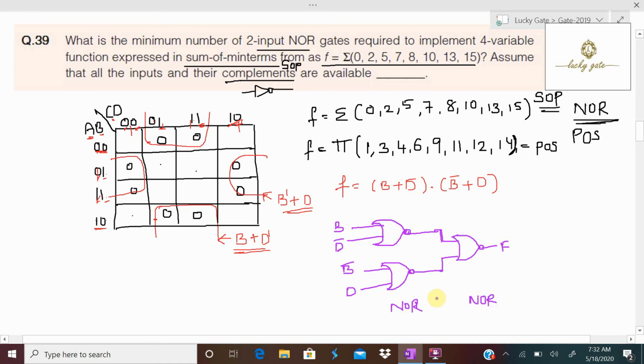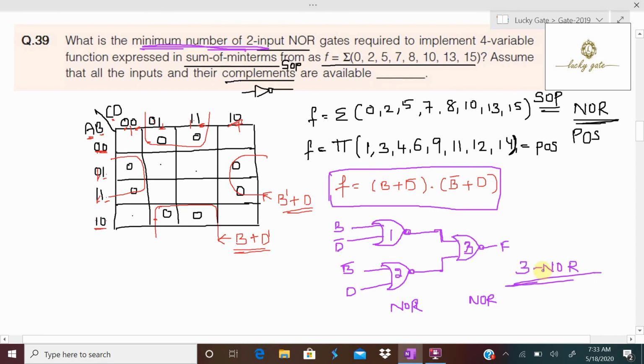Now the question is, what is the minimum number of two input NOR gates? Because the question asks for the minimum number, we have to simplify the Boolean function. We have simplified it and got this expression. When this Boolean function is realized using NOR circuits, how many NOR gates are required? 1, 2 and 3. So the number of NOR gates required is 3. This is the answer to the question.